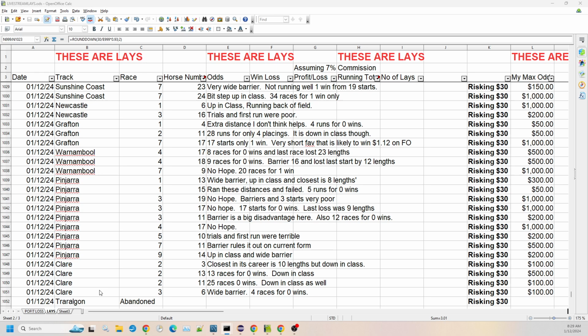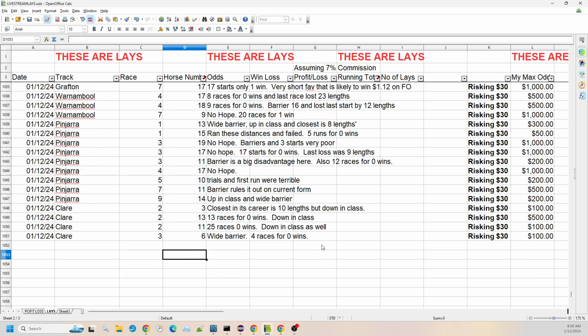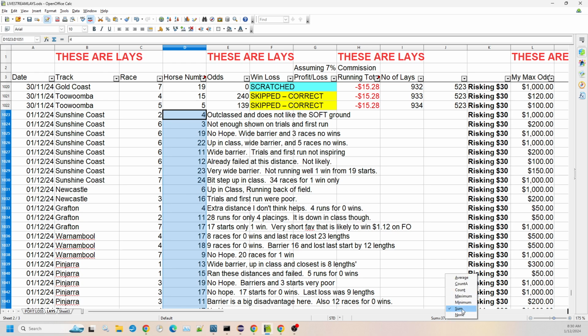And then Traralgon is abandoned. So that's the only meeting we've lost today. Now, all up, I'll do a quick count, 29 selections. So that should, providing we don't get too many scratchings at Pinjarra or late scratchings in these races, push us up over 950 tips. That's getting us pretty close, and I will be hoping to hit the 1,000 tips next weekend.